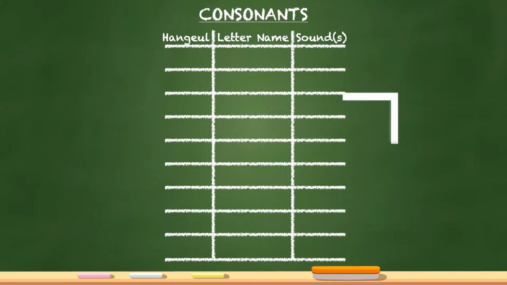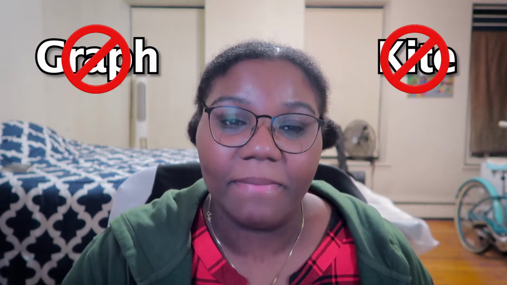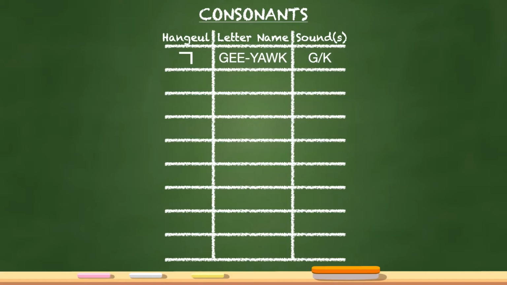The Hangul alphabet, much like the ABCs, go in an order. So, for the consonants, we start with kiok. Kiok. The sound that they make is a G and a K. The kiok in many words, it doesn't exactly make a G sound like graph, and it doesn't make a K sound like kite, but somewhere in the middle. Kiok. Next up we have nian. Nian.